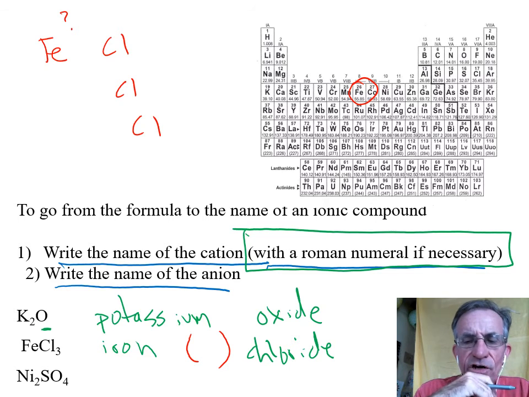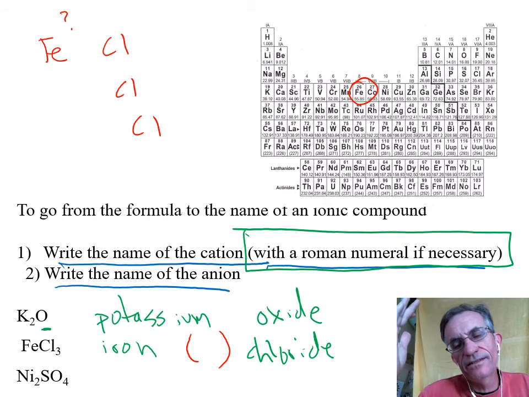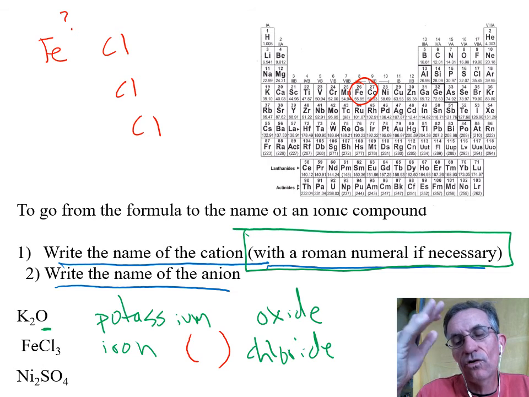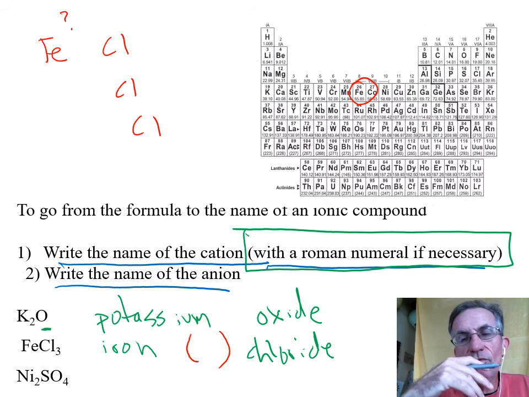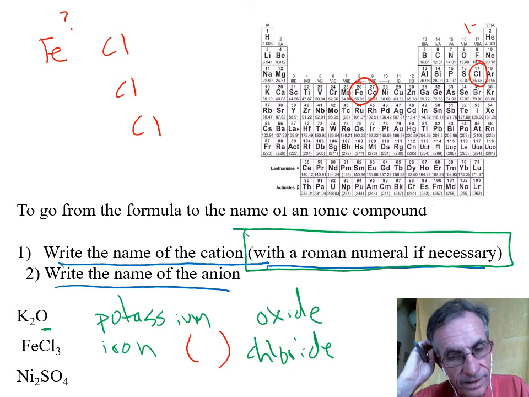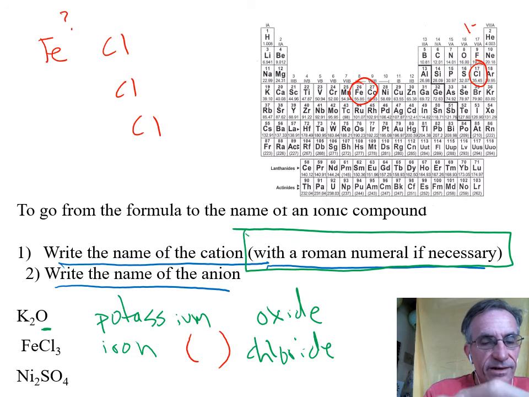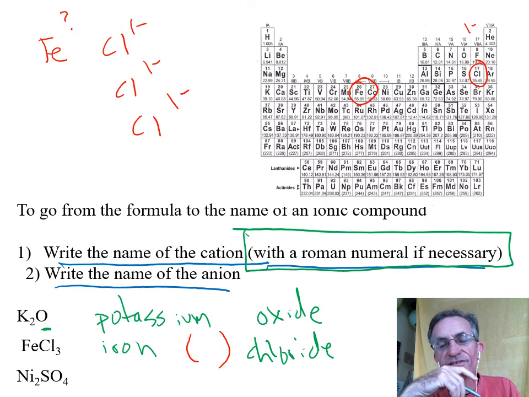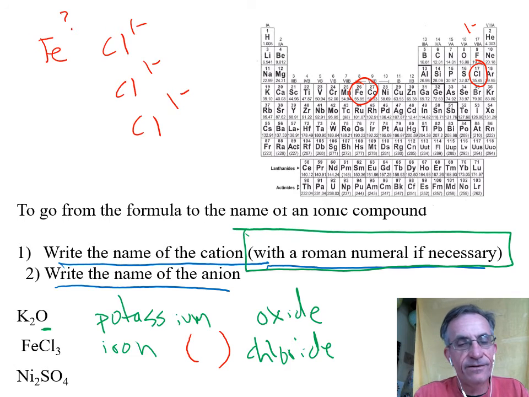Now, how am I going to know that? Well, really what you want to start off doing, look at the other thing, the chloride. Now, chloride is -1, right? Anything in that halogen column is -1. So if chloride is -1 and there's 3 of them, now how did I know there was 3 of them? That's what the subscript means. There's 3 of them.